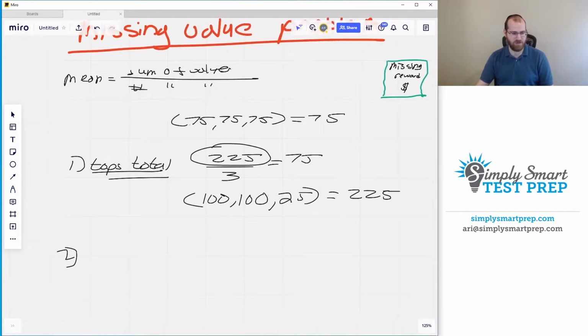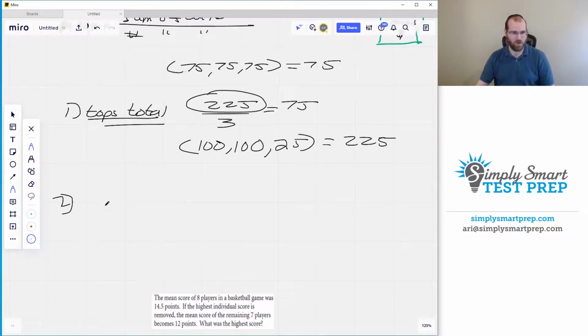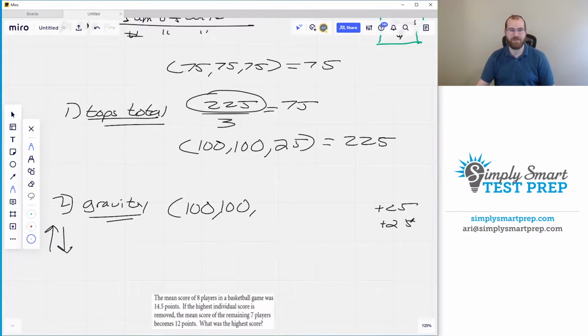Okay, let's move to the second method, which is what I call the gravity method, because we're not going to be thinking as far as this TOPS total, this 225. We're going to be thinking as far as the individual changes in each number and how they are going up or down. So gravity, what goes up must go down. So let's say we are to, again, increase this 75 to 100. So that is going to be plus 25. Let's say we increase the second 75 to 100 as well. That's plus 25.